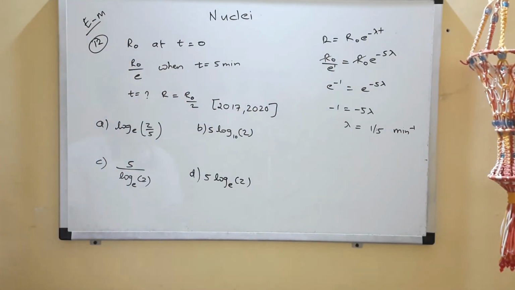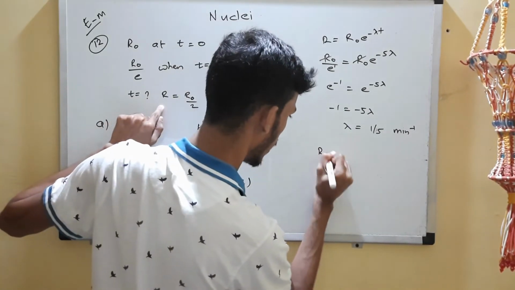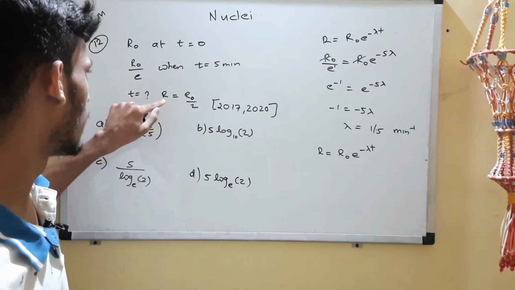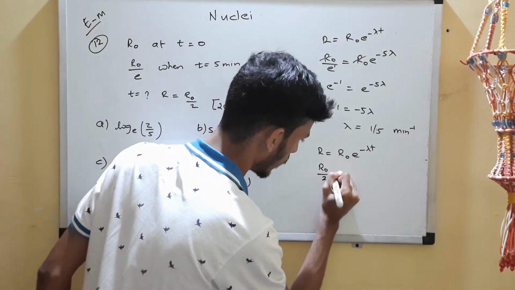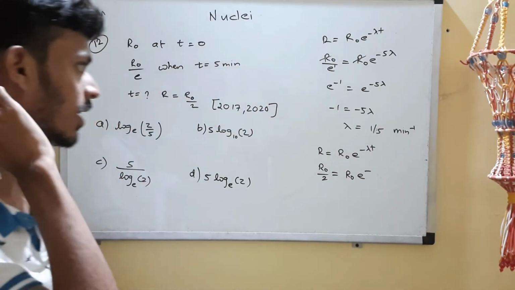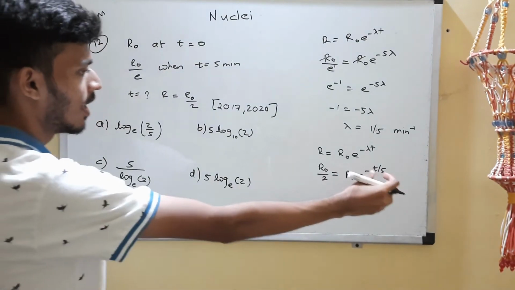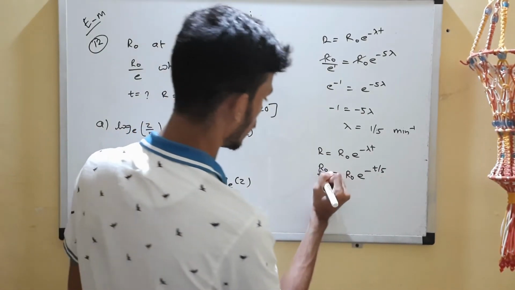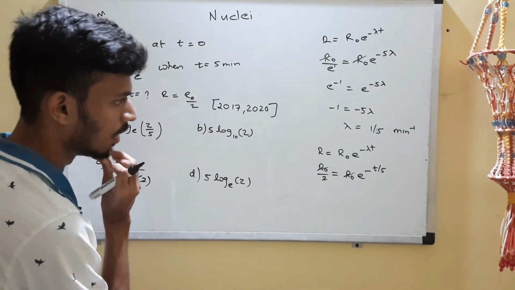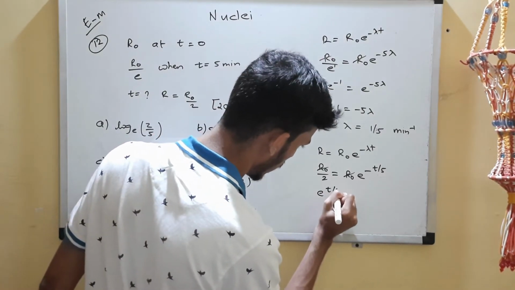Now you have found out lambda. You are supposed to use it now. We will again write r equals r0 e to the power minus lambda t, and we'll substitute r as r0 by 2. Here we are supposed to find t. So r0 e to the power minus lambda t, where lambda we have already found out, is 1 by 5, so t by 5. What is the time when the activity reduces to r0 by 2? r0 gets cancelled. What can we do? Actually we can cross it, so this will become e to the power.